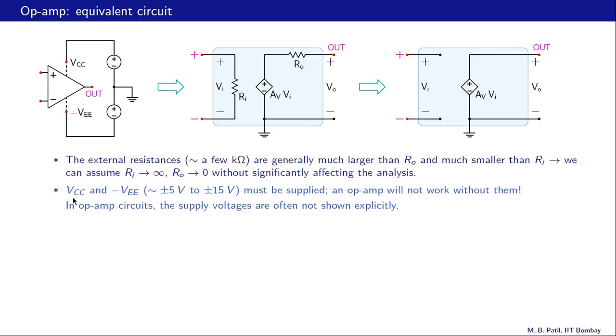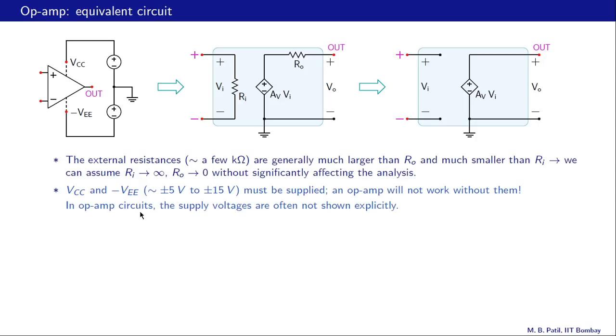Second point, VCC and minus VEE are in the range plus minus 5 volts to plus minus 15 volts. So for example, if VCC is plus 5, then minus VEE is minus 5. And these connections must be supplied. That means we must connect this VCC pin of the op-amp to this supply here, and the minus VEE pin of the op-amp to this supply here. An op-amp will not work without them. So if you go to an electronics lab, hook up an op-amp circuit and forget to make these connections, then you will not see the output voltage that you would expect.